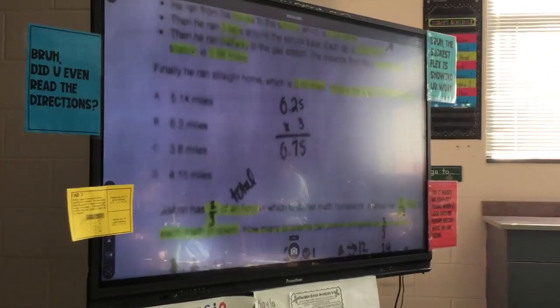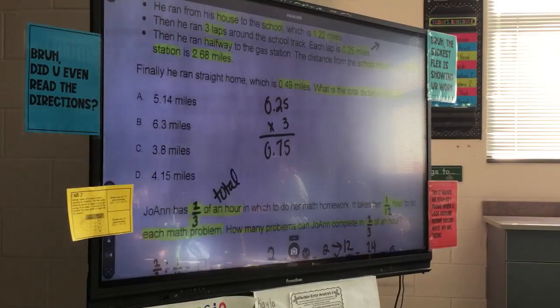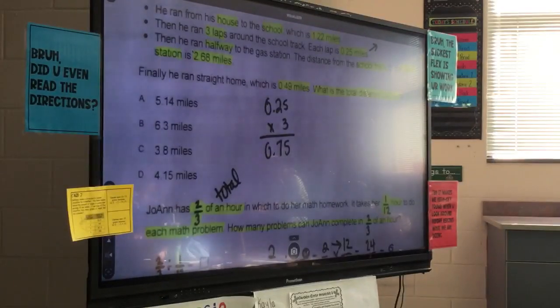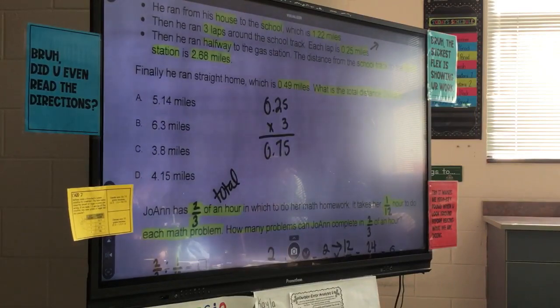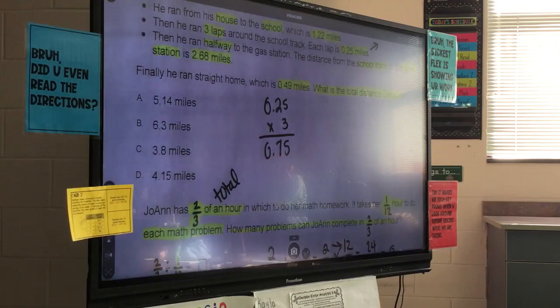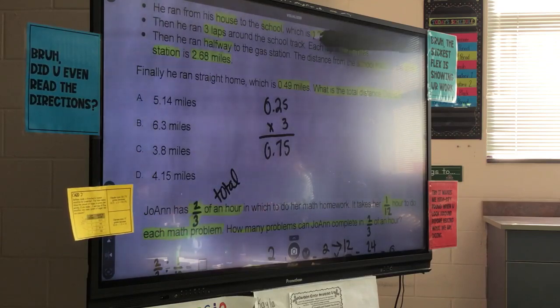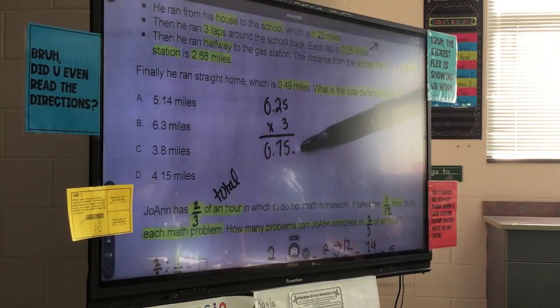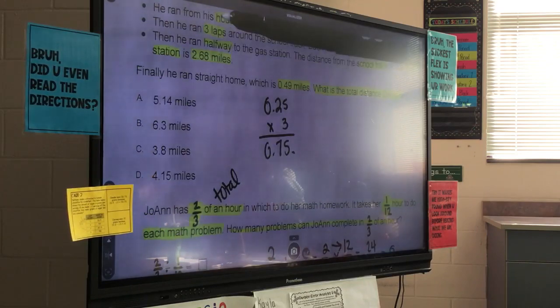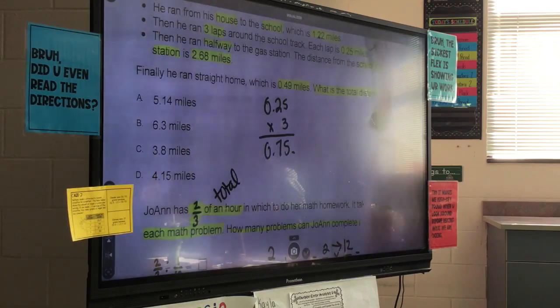Now that I know that, what do I do from here? Are we subtracting? No, because we're finding the total distance. Are we dividing? No. So are we adding? Yes. So from here, we are adding. We have 1.22 plus 75 hundredths plus 2 and 68 hundredths and 49 hundredths, which is a lot.